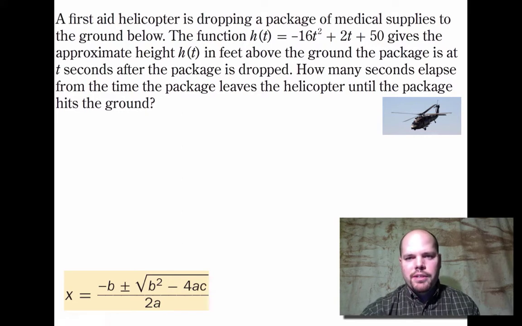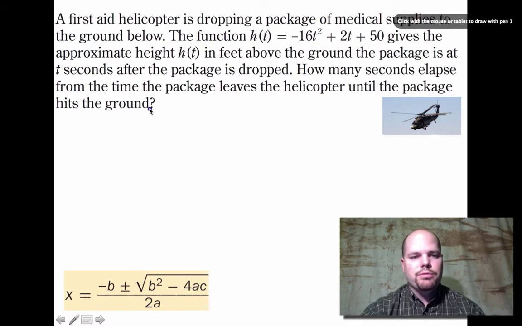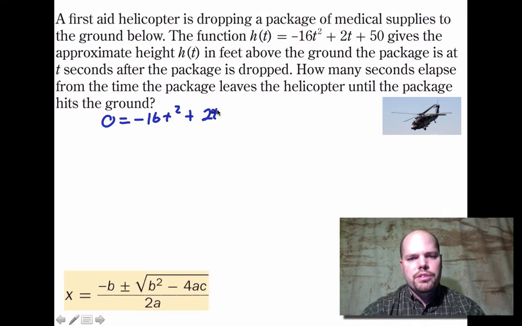So we have the last quadratics and projectiles equation we were talking about last lesson, with gravity and all that stuff. Anyways, what's the height above ground when it hits the ground? Well, it would be a height of 0. So we would set this equation equal to 0. So we'd say 0 equals negative 16t squared plus 2t plus 50.